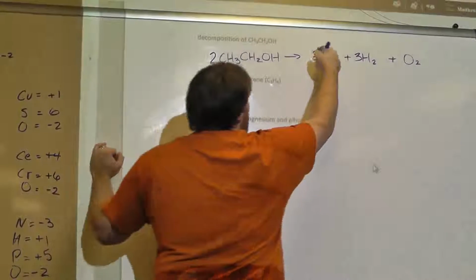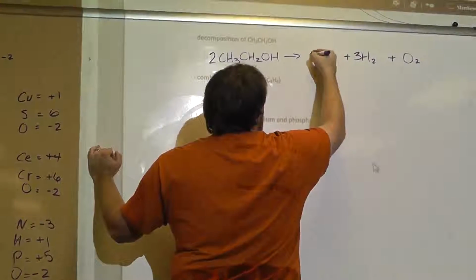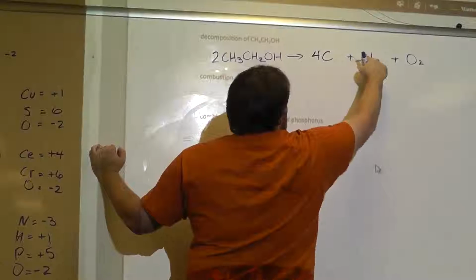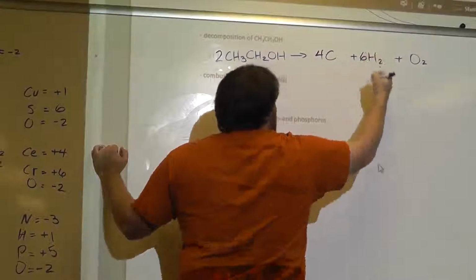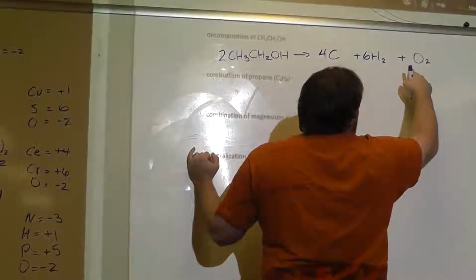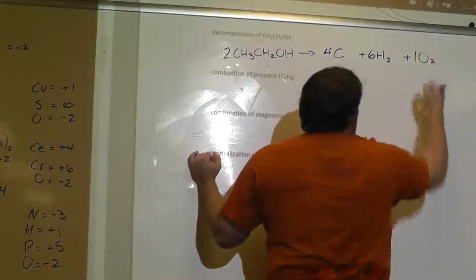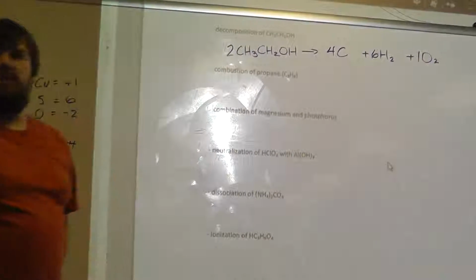I'm going to say if this was a 2, now I need it to be a 4. If this was a 3, now I need it to be a 6. And if this was a half, I need it to be a 1 now. Is everyone seeing that?